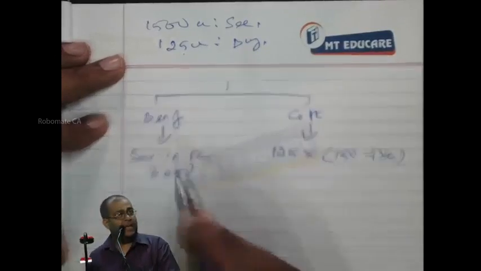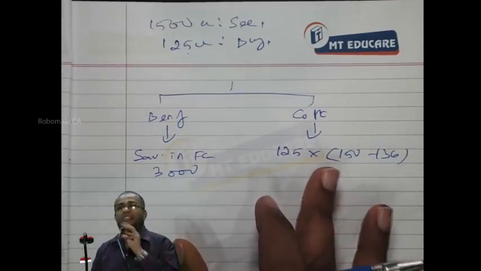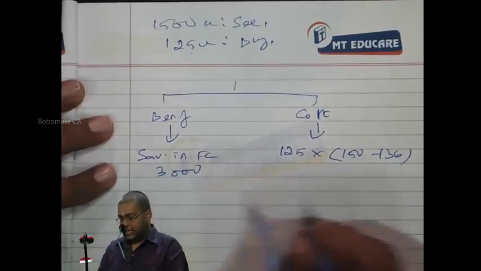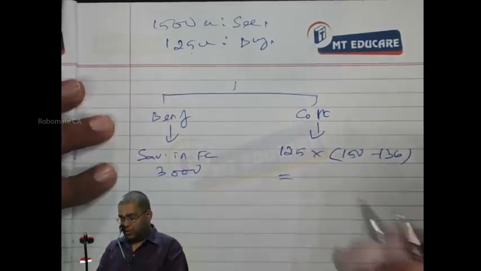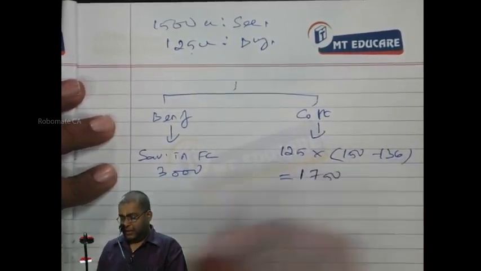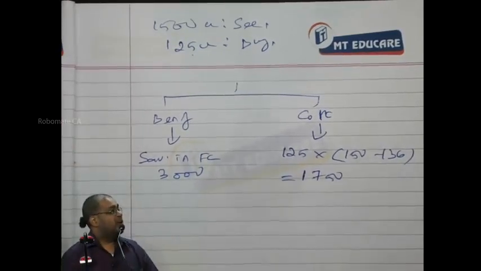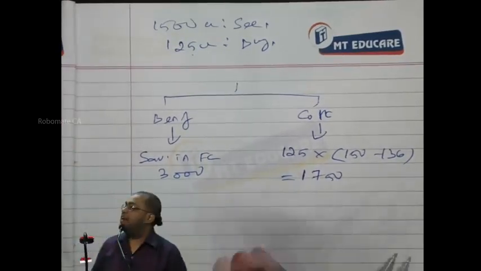The advantage of buying is I can avoid what? A specific fixed cost. Right or not? Please tell me yes or no. Now, in this case, what is this 125 into 14? How much going to be? 1,750. Now, I incur 1,750 extra variable cost to save what? 3,000 fixed cost. It is better or not?